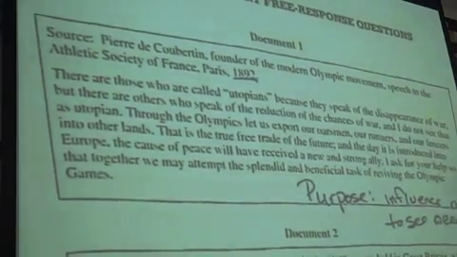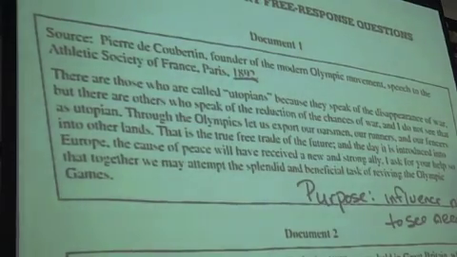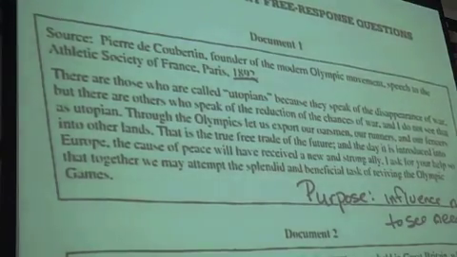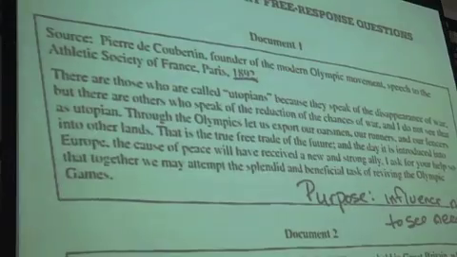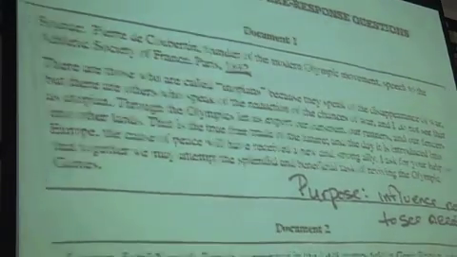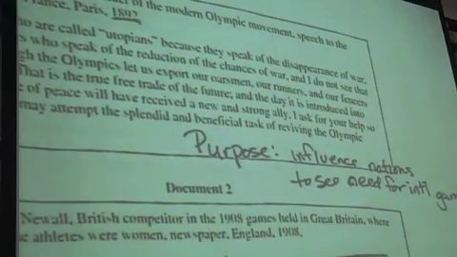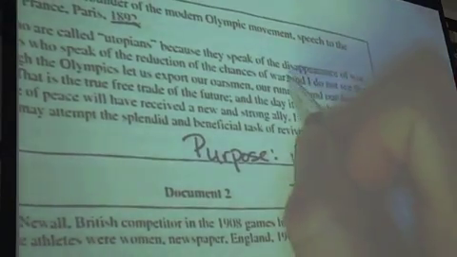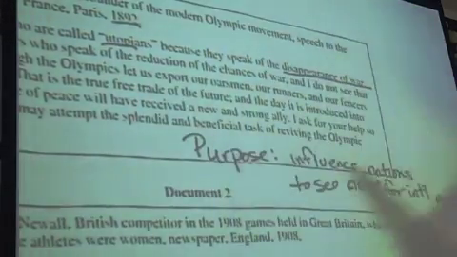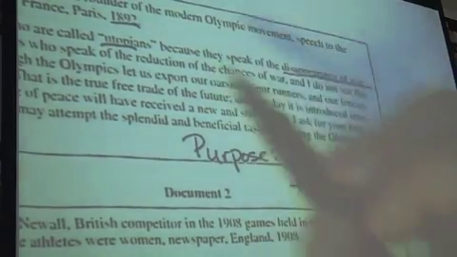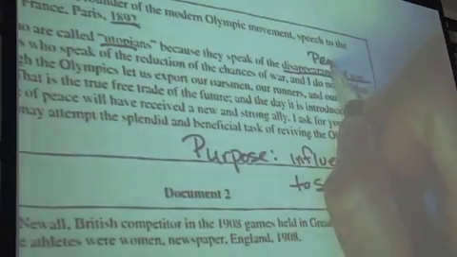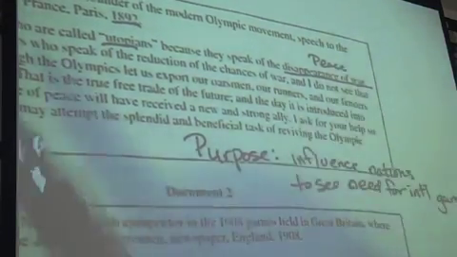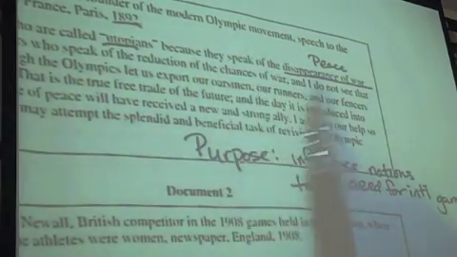I'm going to say, to influence nations to see need for international competition. So if we see this disappearance of war, and he's saying that those who are called utopians, this perfect world, and he goes on to say that disappearance of war is peace. And then he says that others speak of reduction of the chances of war. I do not see that as utopian.